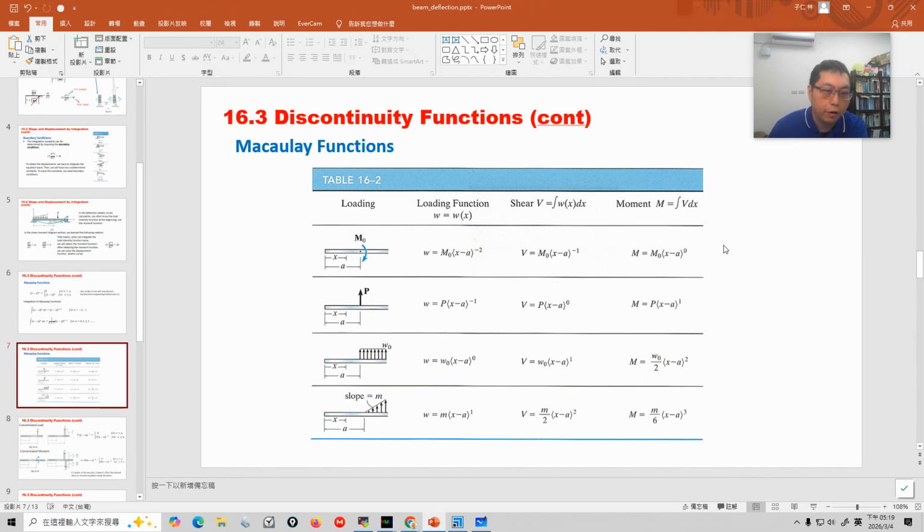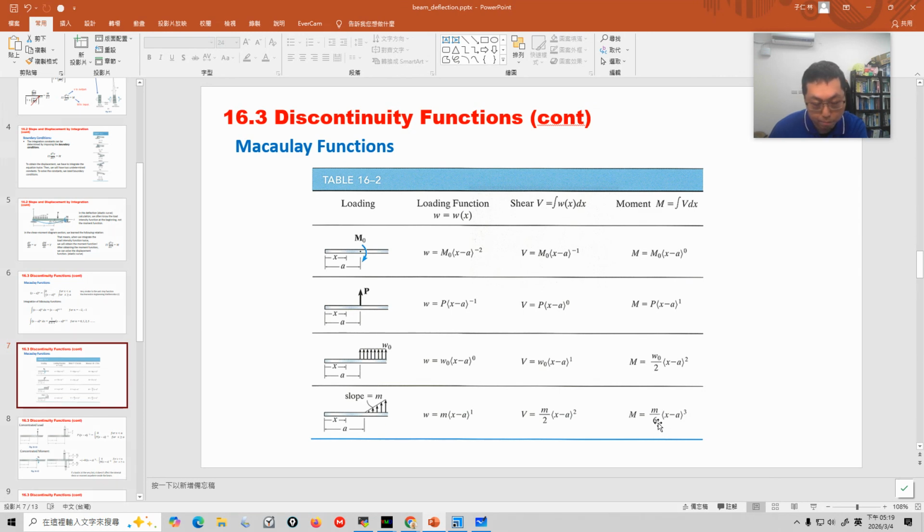From this chart you can see this integration rule is just what I described here. For example, let's look at the bottom. Here your loading function is the discontinuity function with power 1. So the integration rule is the same as what you learn in calculus. 1 plus 1 equals 2, and move the 2 down, so 1 over 2. Further integration, this is power 2, and then integrate again.